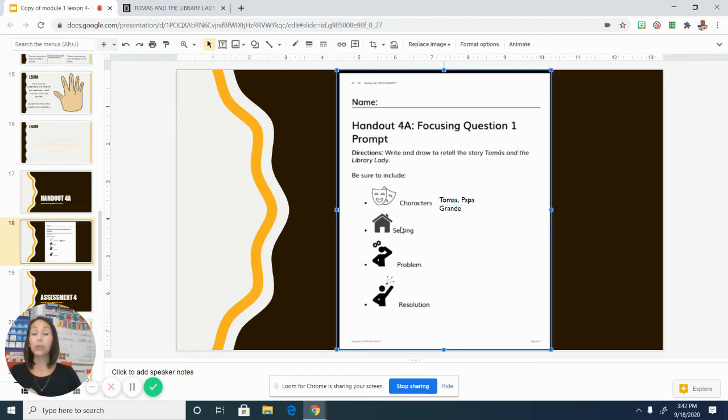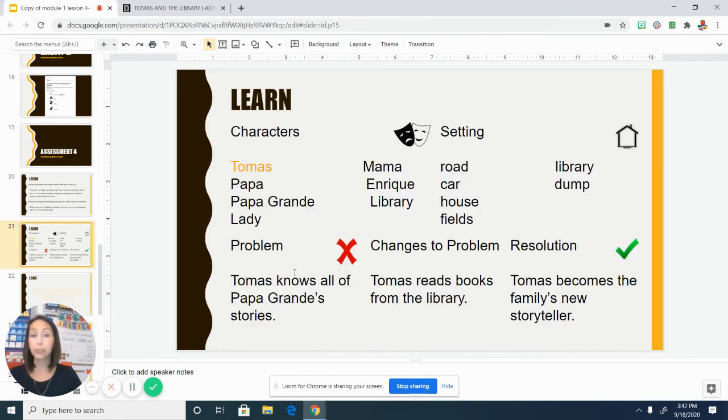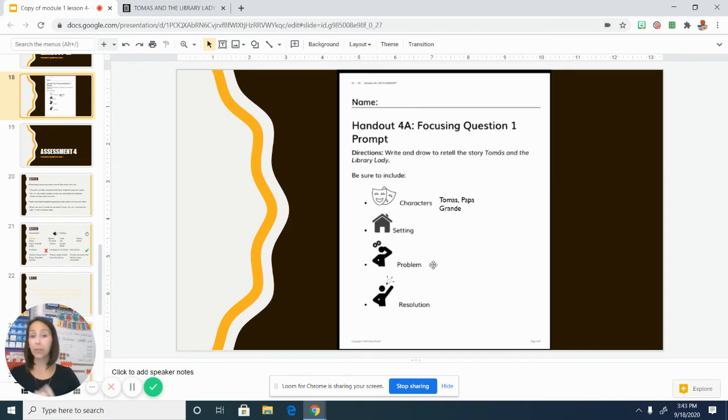And what you can do when you're working on this is feel free to come back to this story map, and you can pause the video here and use this story map to help you as you're filling out this handout. Okay? And again, this is just to help you prepare for that eventual focusing task where you will be retelling the story. And don't worry, we'll go over it all together and I'll help you. But this is meant to help get your ideas down and be ready to do the next step.